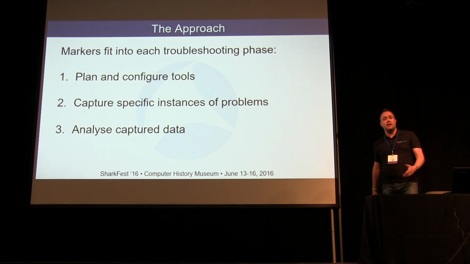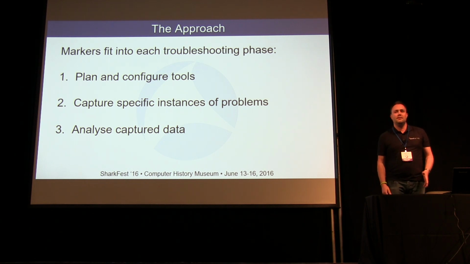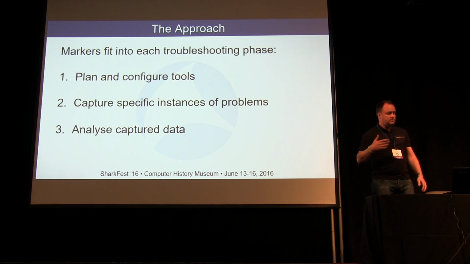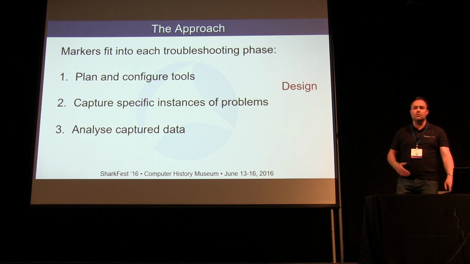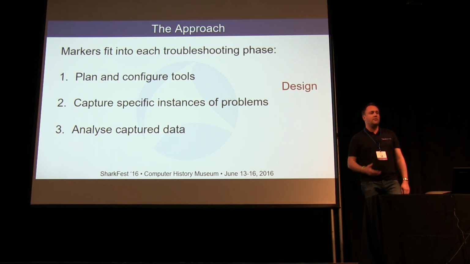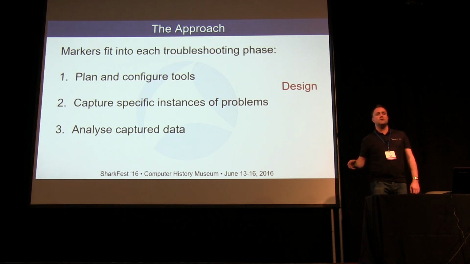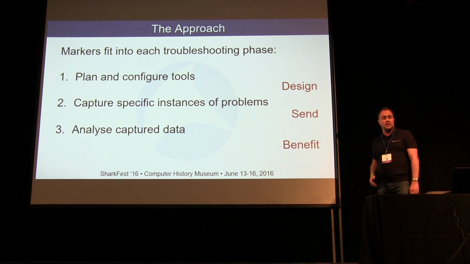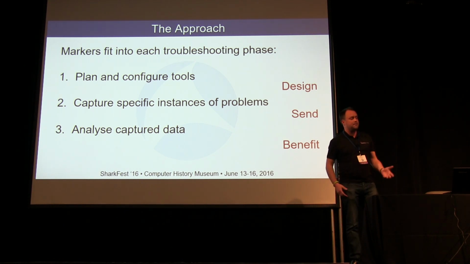Then the second phase is, as I say, capturing the specific instances of the problem. I click the button, it took too long, or it took over 20 seconds, this is a problem. And then the third phase, which is obviously what we're all interested in here, is analyzing that captured data. Now, the markers help us in all three of these phases. In the first phase, we're going to design our markers. We're going to figure out the best way to deploy our markers to our users for use later on. Obviously, during capture, that's when the user is going to send the markers. And then this third phase of analyzing the captured data, this is when we're really going to see the benefit of using the markers.